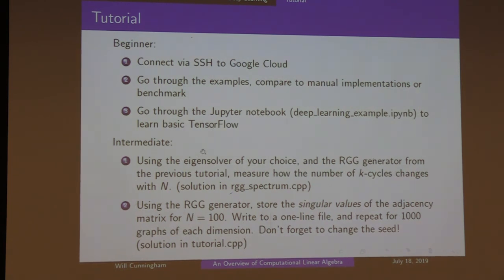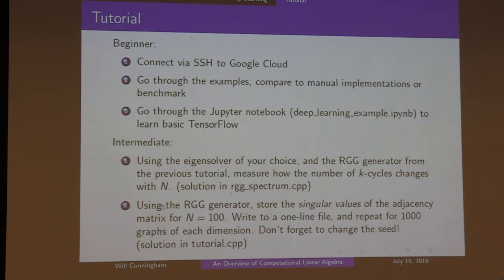If you want to do something a little more challenging, you can use an eigensolver as well as the generator from the previous tutorial and measure how the number of k cycles changes with n. So as your graphs get bigger and bigger, how do these cycles converge? Do some of them grow faster than others, for instance? So this is an important question for discrete geometry.